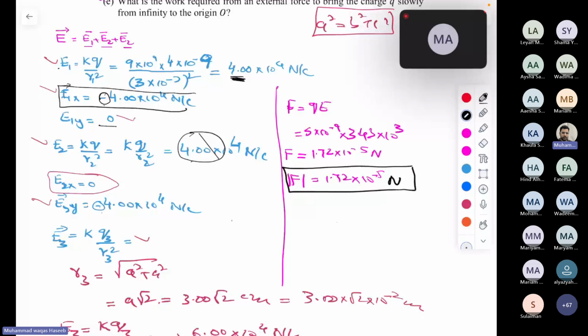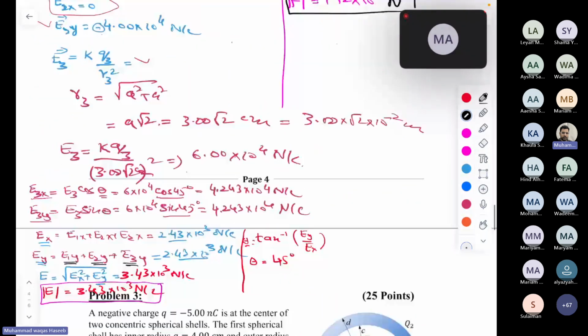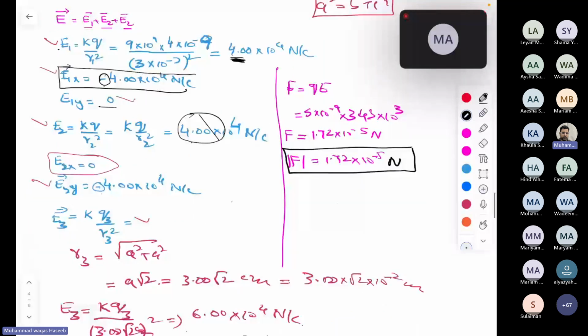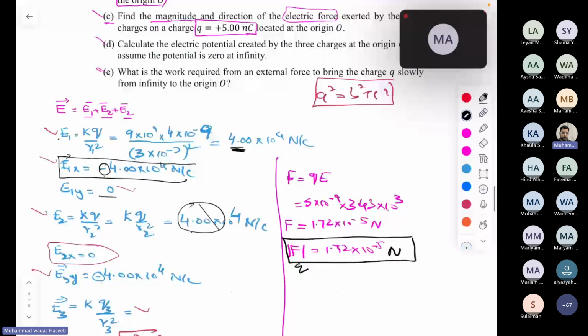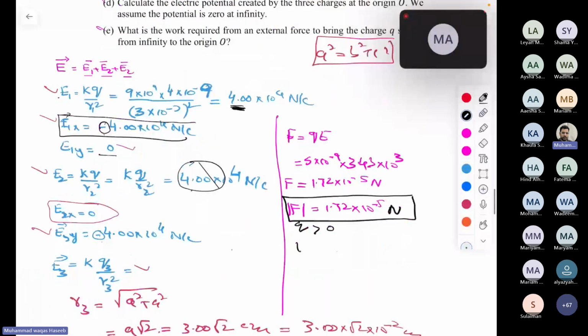Now what is the direction? The direction is the same as the electric field. What is the direction of the electric field? We have calculated this: it is at a 45 degree angle, because Q is positive. So Q is greater than 0, and F has the same direction as E. So theta is 45 degrees.